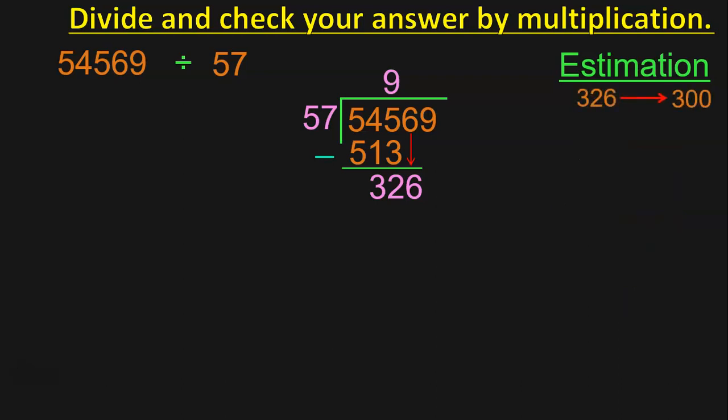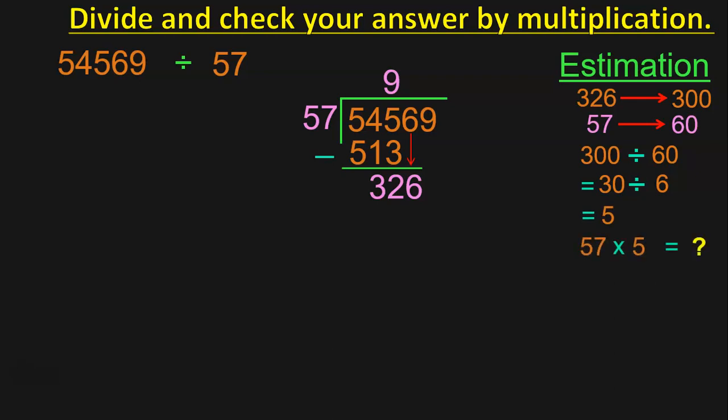Rounding off 326 to the nearest hundreds will give you 300. Rounding off 57 to the nearest tens will give you 60. So 300 divided by 60 is 30 divided by 6, which is nothing but 5. So let us try the quotient to be 5 now. Let us find out what 57 into 5 is. 5 sevens are 35, 5 carry over 3. 5 5s are 25, 25 plus 3 is 28. 285 looks like it is a very less number.